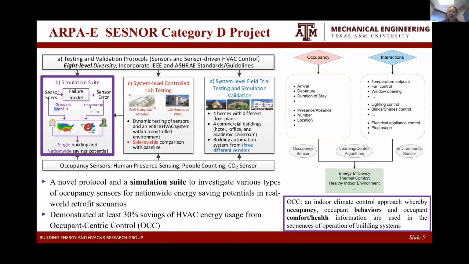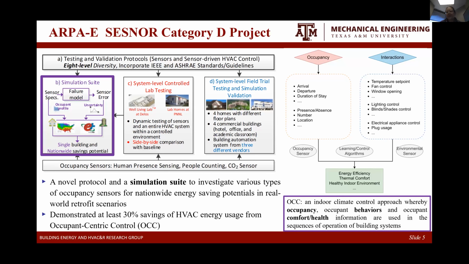The goal is to demonstrate at least 30% energy savings of the HVAC, heating, ventilation, and air conditioning energy usage from occupant centric control. So what's the definition of OCC? OCC is an indoor climate control approach whereby occupancy, occupant behavior, and occupant comfort and health information are used in the sequence of operation. Here, we're mainly talking about occupancy and interactions. For instance, we care about when the occupant is in the building, when they arrive, when they leave, and how long they're going to stay in the building.